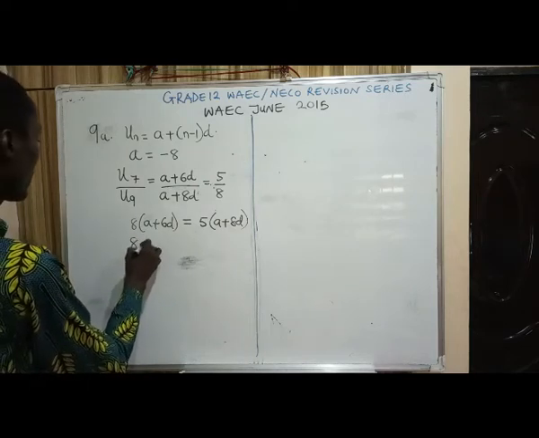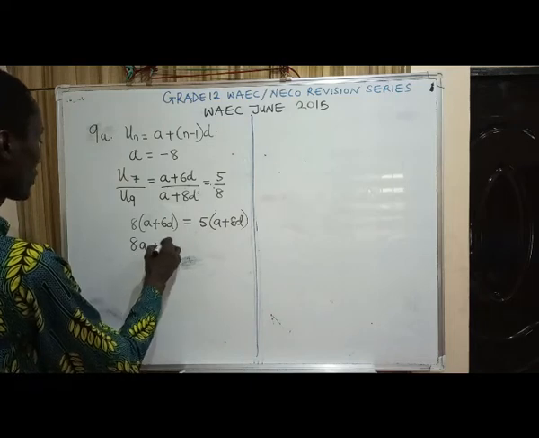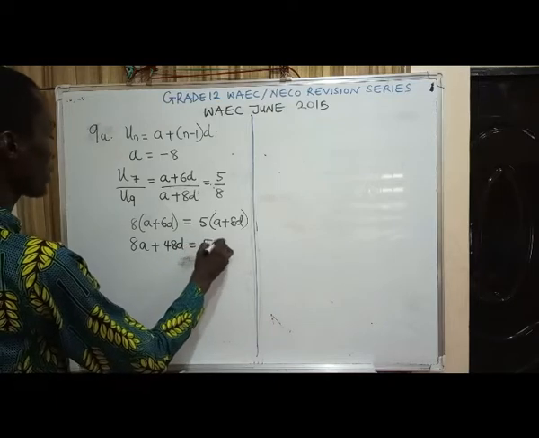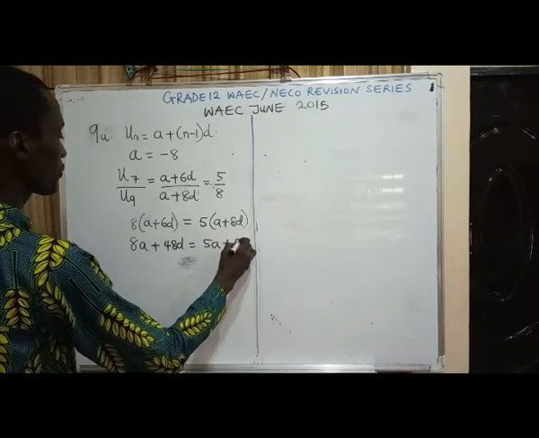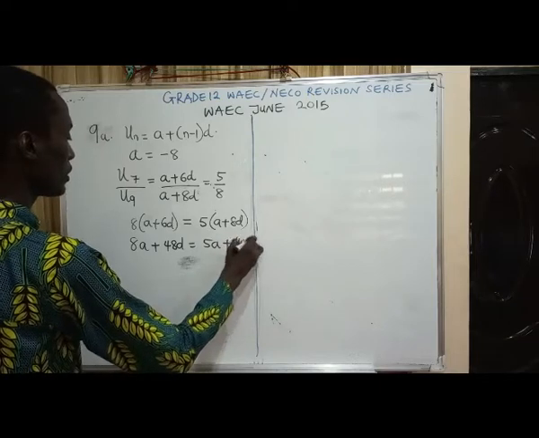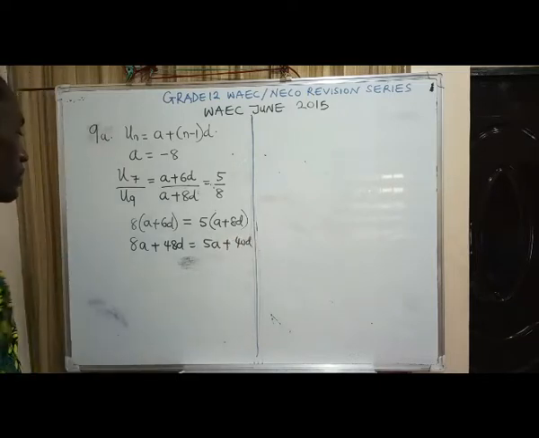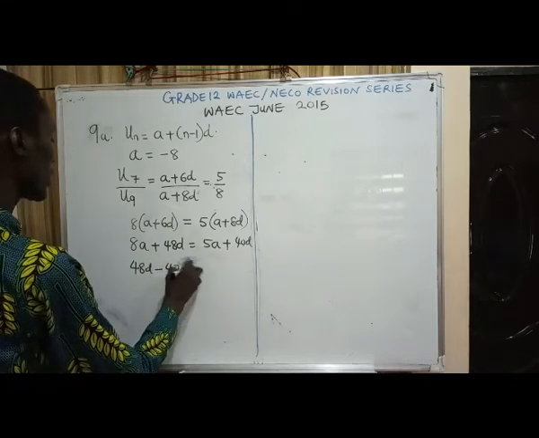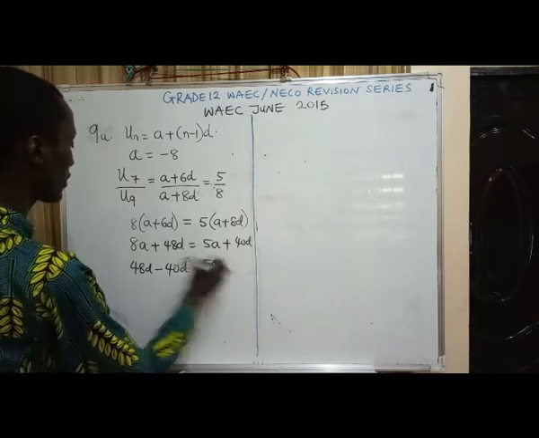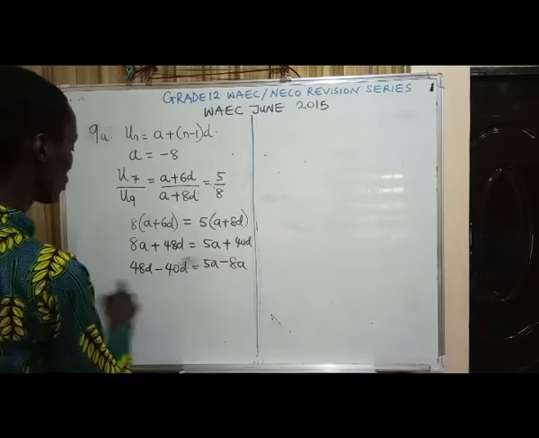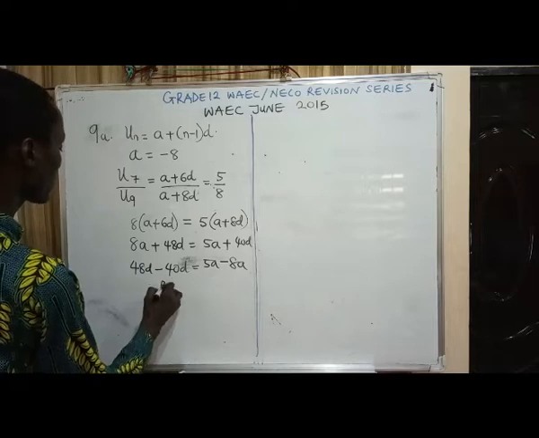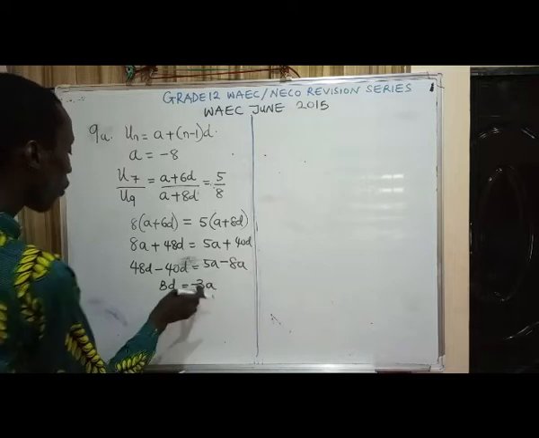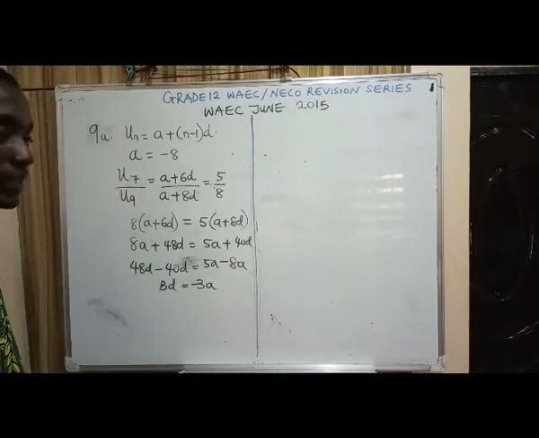I'm going to have 8a plus 48d equal to 5a plus what? 40d. You're going to see the reason why I opted for this method now. This will be 48d minus 40d. The objective is to make life easy for you. 5a minus 8a. So you're going to have what? 8d being equal to what? Negative 3a. What is a? a is negative 8.